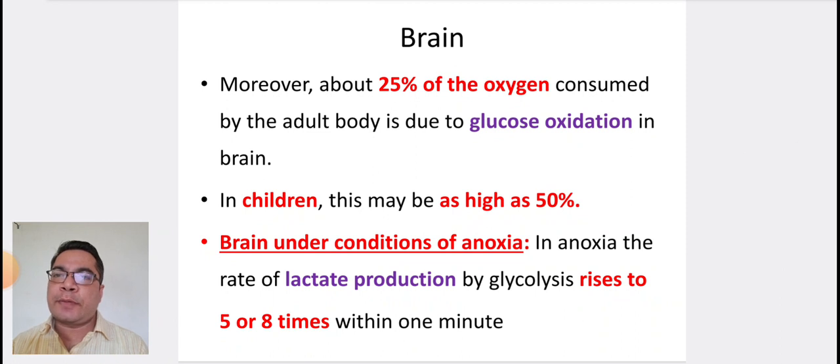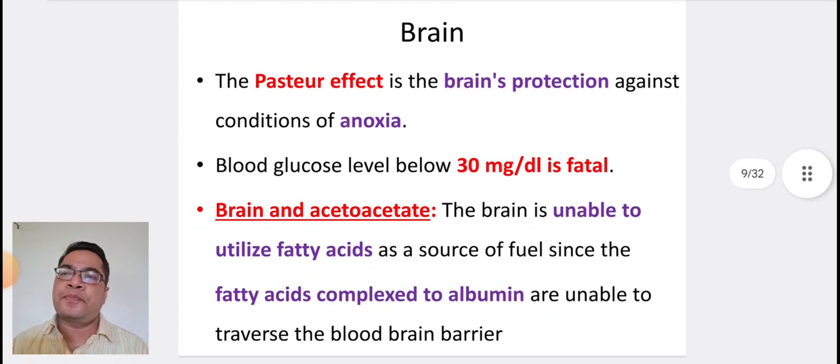Moreover, about 25% of the oxygen consumed by the adult body is due to glucose oxidation in brain. In children, this may be as high as 50%. Coming to brain under conditions of anoxia. In anoxia, the rate of lactate production by glycolysis rises to 5 to 8 times per 1 minute. The Pasteur effect is the brain's protection against conditions of anoxia. Blood glucose level below 30 mg per deciliter is fatal.